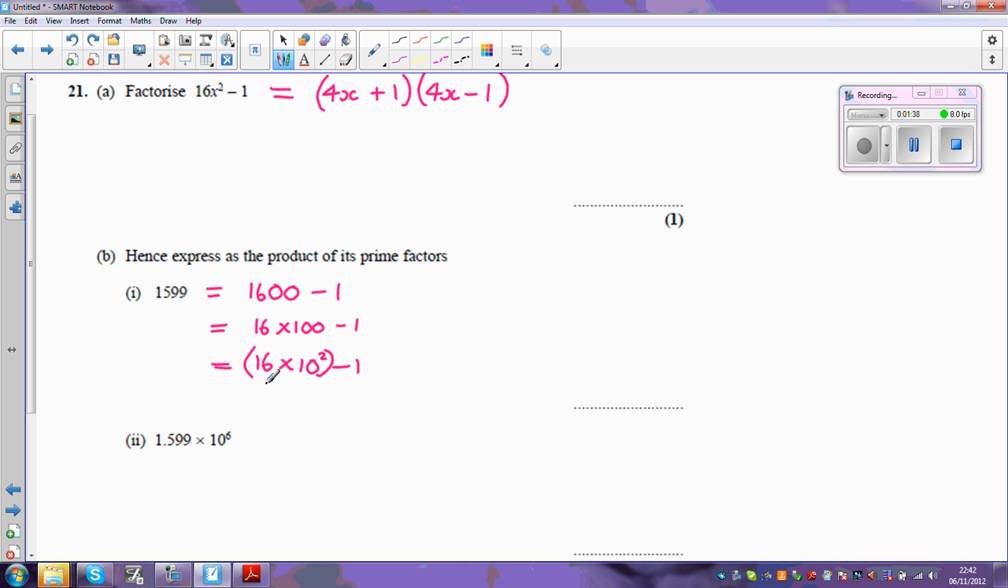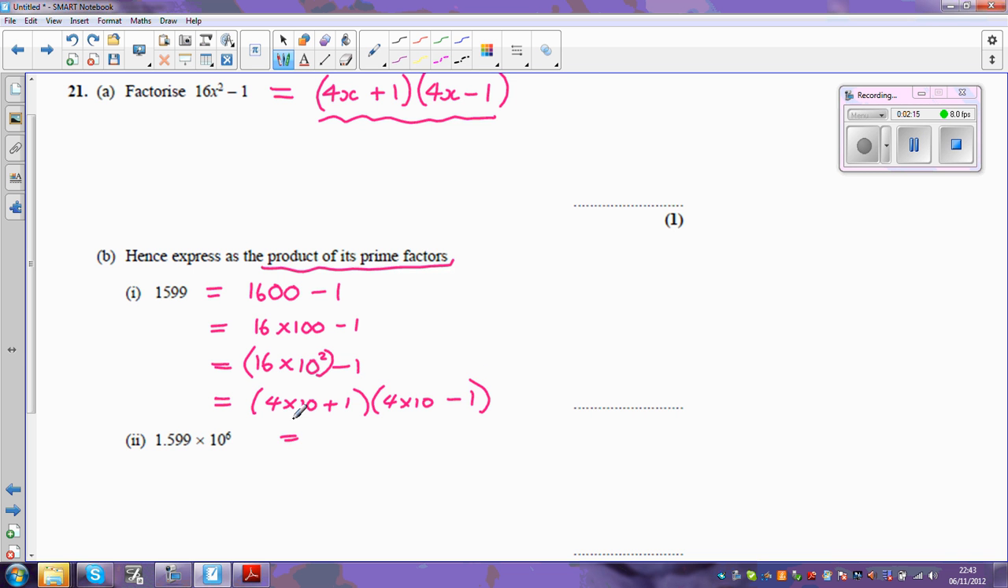In other words, these two are exactly the same if x is replaced by 10, which makes me realize that in order to write 1,599 as the product of its prime factors, I could use this version of 16x squared minus 1. So I know that 16x squared minus 1 is (4x plus 1)(4x minus 1). So 16 lots of 10 squared minus 1, I could write as 4 times 10 plus 1 in one bracket, and 4 times 10 minus 1 in the other bracket.